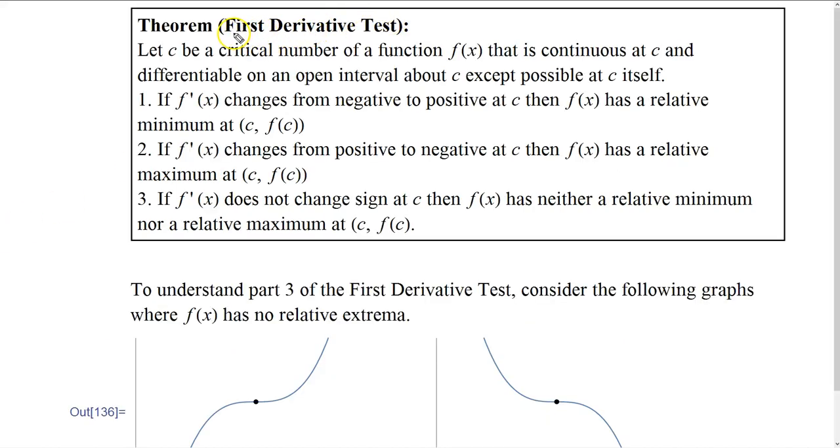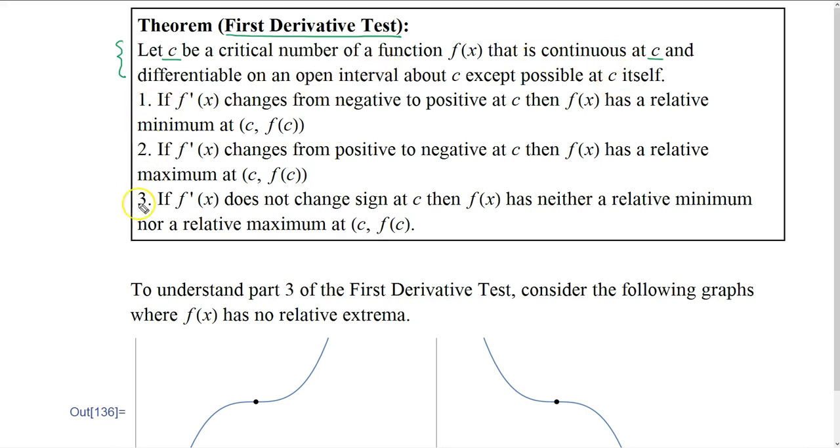Here we have a precise statement of the first derivative test. We need to place some conditions on the function f of x. So we start by assuming that c is a critical number for a function f of x, and that the function is continuous at c and differentiable in an open interval about c, except possibly at c itself. The function doesn't have to be differentiable at c. It might have a cusp at c, but our first derivative test will still work in that case.